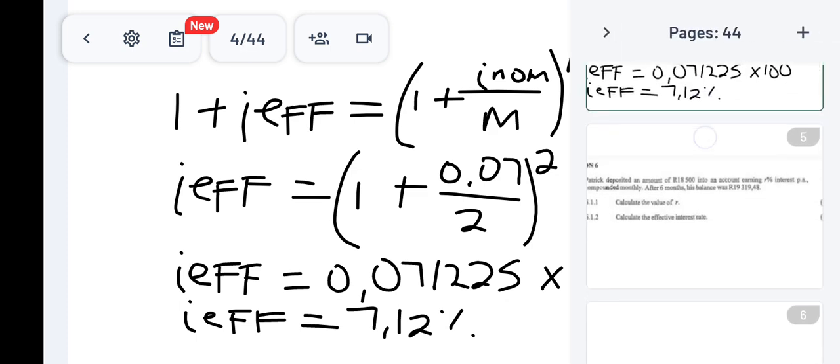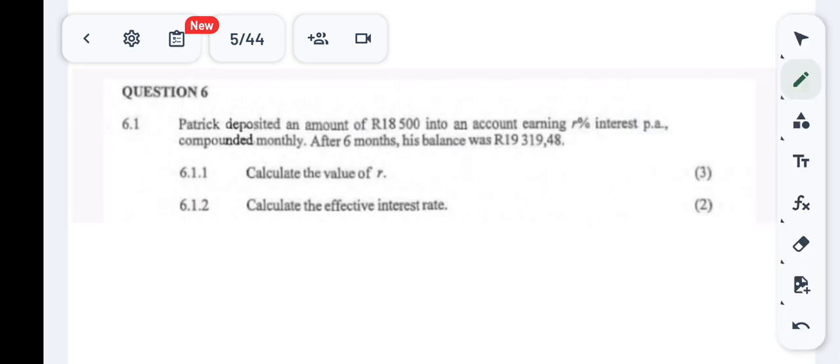Okay, let's move to the next question. Question 6. Patrick deposited an amount of 18,500.